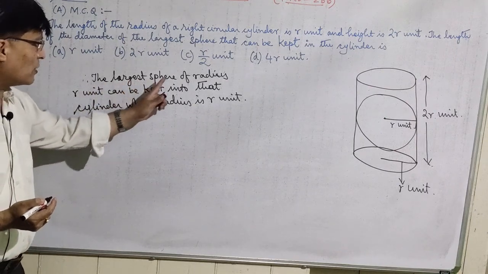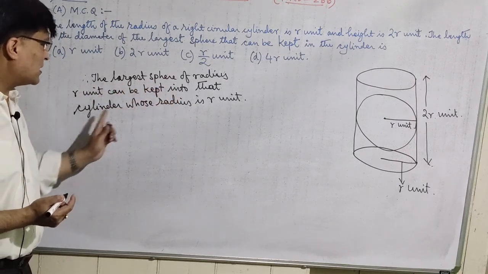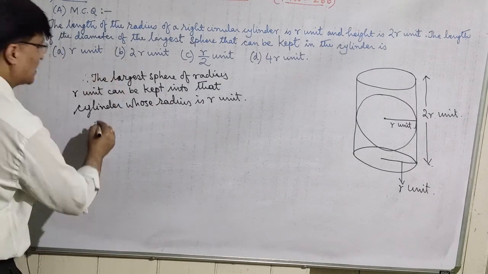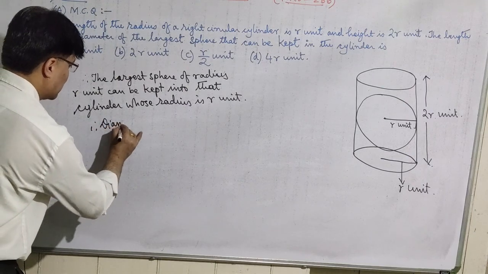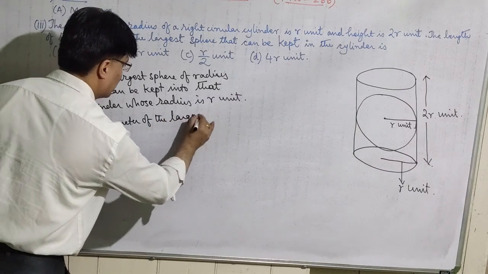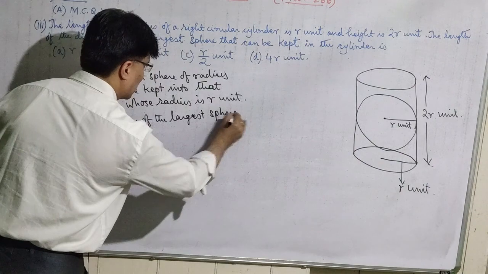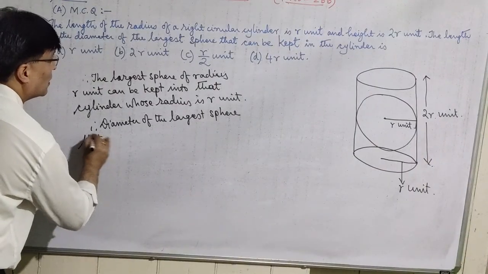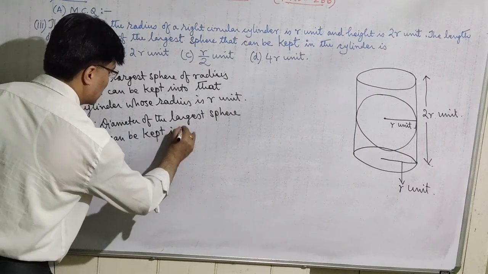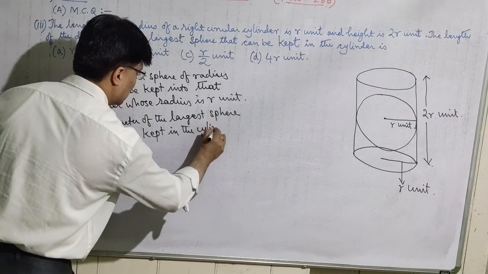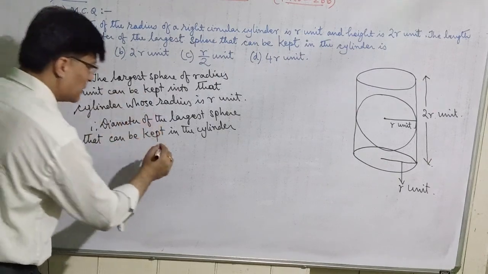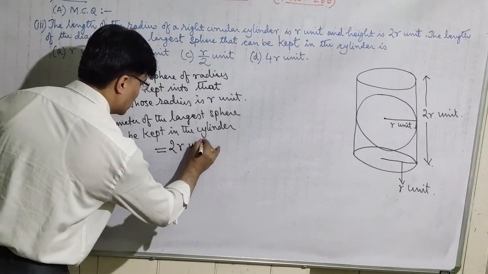Okay. The largest sphere of radius R unit can be kept into that cylinder whose radius is R unit. That means what is the diameter? So you have to find out the diameter of the largest sphere. Therefore, the diameter of the largest sphere that can be kept in that cylinder is equal to, so radius is R unit. What is its diameter? It is 2R unit. So this is the answer.